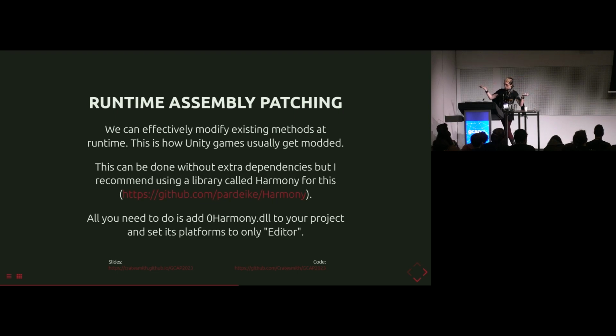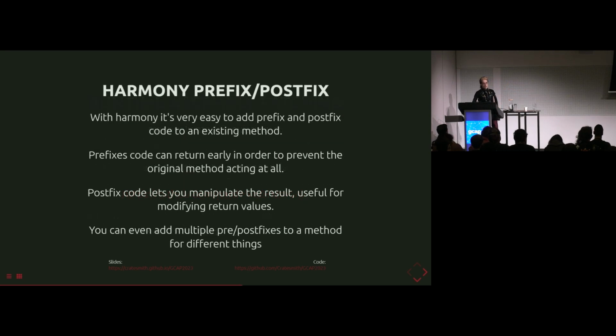Turns out the RimWorld modding community made this amazing library called Harmony that is just God's blessing for modifying code in a really simple, really elegant, and extensible way. And the way you do it is you just grab the latest release of 0Harmony.dll and just drop it in your project, set it to editor only, and from here on out, you can basically add prefix and postfix code to any method. And prefixes can modify the inputs.